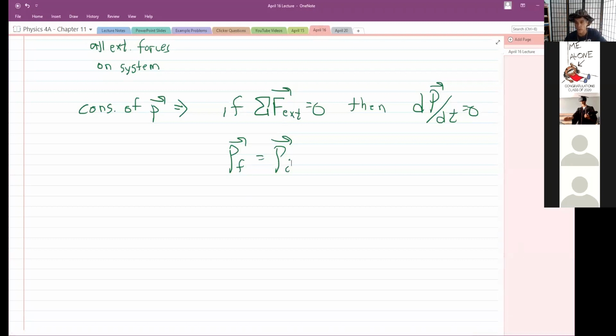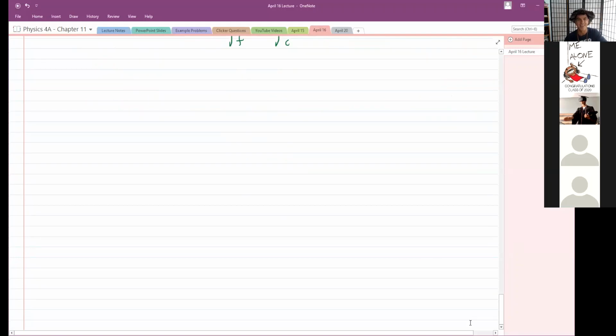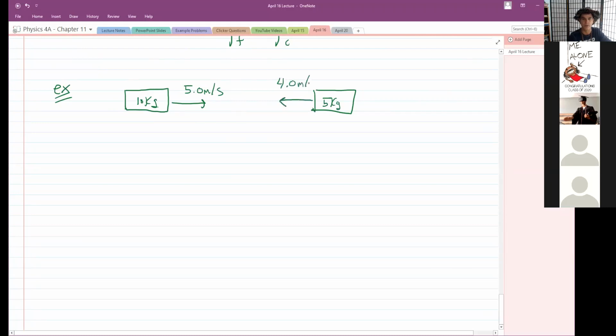So let me just do one example problem that I'm going to make up, and then I'll roll into office hours. So let's just say that I've got 2 objects moving towards each other. One of them has a mass of 10 kilograms, and let's just say it's moving at 5 meters per second. The other one has a mass of, let's say, 5 kilograms, and it's moving at 4 meters per second to the left. Then they collide, and let's say they stick together. And the question is, after they stick together, how fast are they moving, and in what direction are they moving?